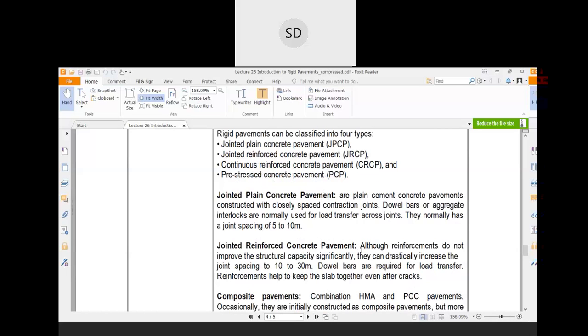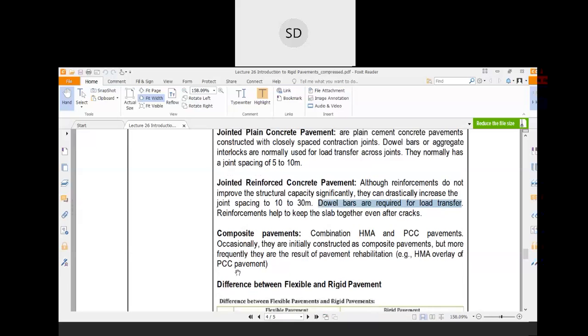Then jointed reinforced concrete pavement. Here there would be joints in the surface course and there would be reinforcement. Now although reinforcement does not improve the structural capacity significantly, it can drastically increase the joint spacing to 10 to 30 meters. Dowel bars are required for load transfer and reinforcement helps to keep the slabs together even after cracking. So if there is some cracking, then this reinforcement will help to keep all the slabs together.